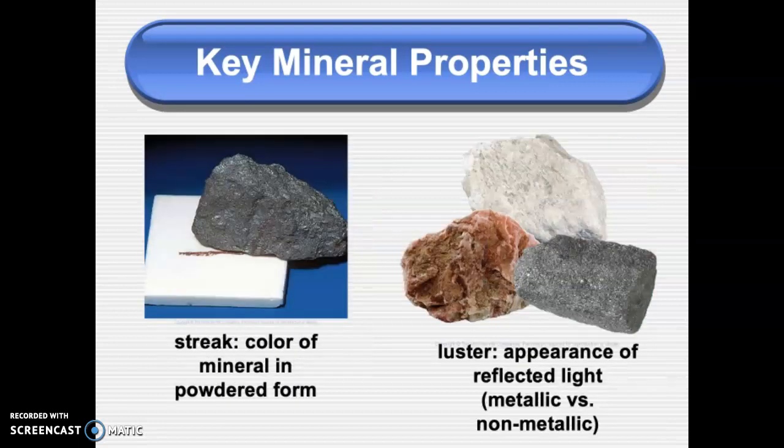Some other properties are the streak, which is the color of a mineral in its powdered form. We have little porcelain plates. You drag the mineral across it and look at the color of the mark. Luster is how the light shines off of the mineral. We're going to break that into two really broad groups, metallic and non-metallic. But within the non-metallic area, you have everything from dull, which is not shiny at all, to glassy, which can be pretty shiny, and things like silky, which is somewhere in between. So there are a lot of different descriptors for luster.